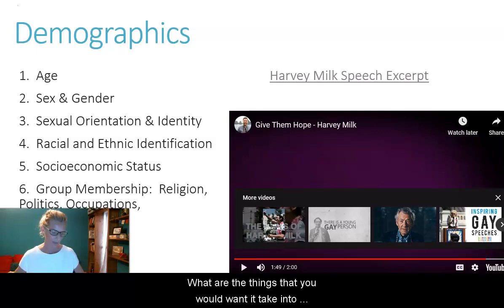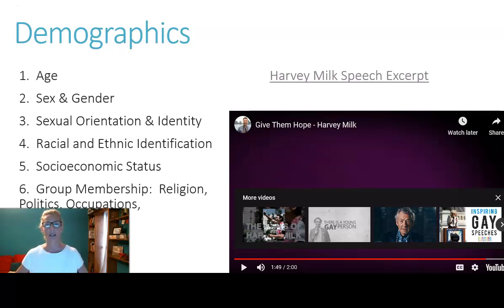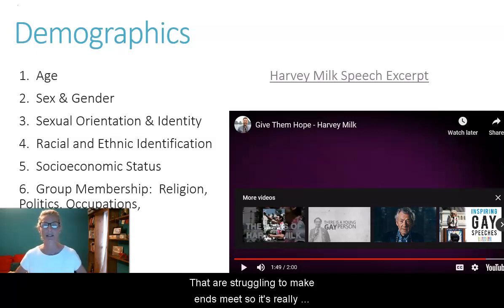So one of the things that you would want to take into consideration if you were trying to persuade a group of people, and let's just say that you wanted to persuade a group of wealthy people to make an investment, the logic and the examples that you use are going to be quite different than the argument that you would make to a group of middle-class people, or even of people that are struggling to make ends meet. So it's really important to know where people are coming from, to know also their level of education, and also to know what their occupation is.